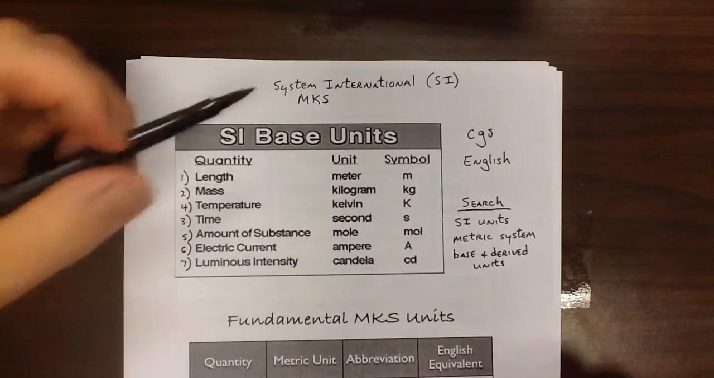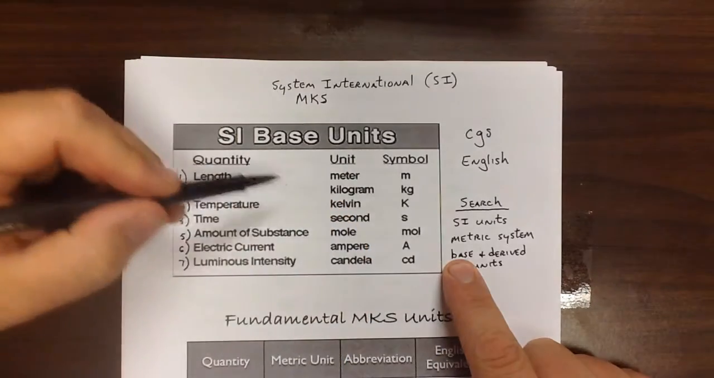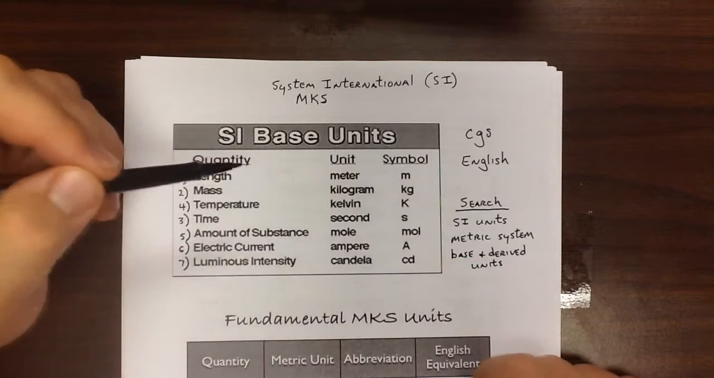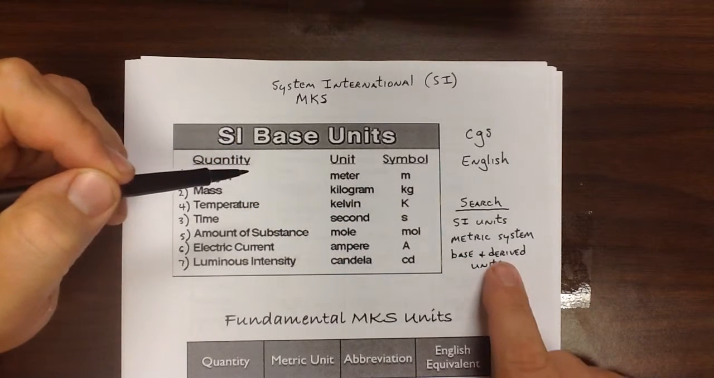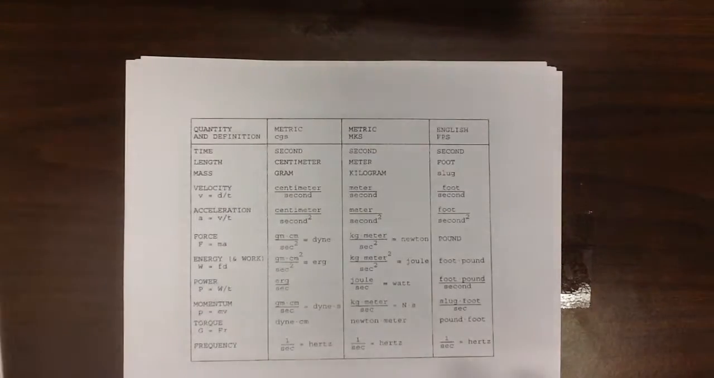Any other unit is a derived unit. So how do you know if we're dealing with a base unit? They're one of these 7. How do we know if it's a derived unit? It's everything else. Let me show you what I mean by a derived unit.